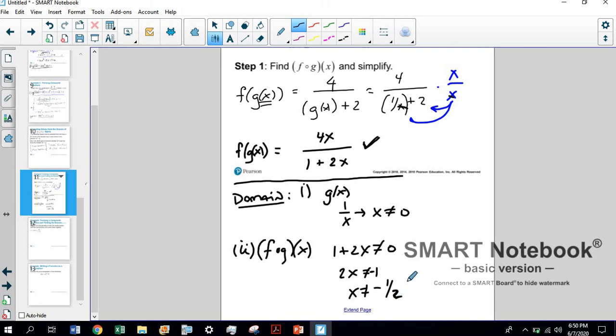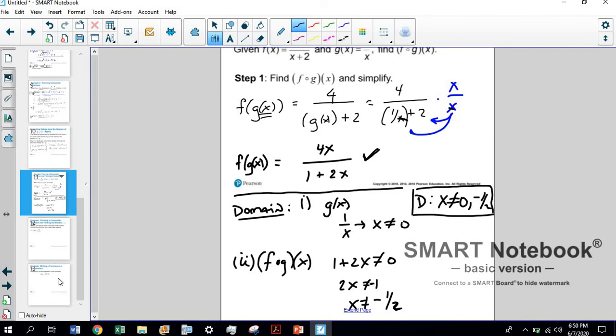All right? So the actual domain then is what? x not equal to 0 and negative 1/2. That's the final answer. Both of these numbers have to be included. 0 causes a problem at the beginning, and negative 1/2 causes a problem at the end. Okay? And that's all you do. That's how you find it.